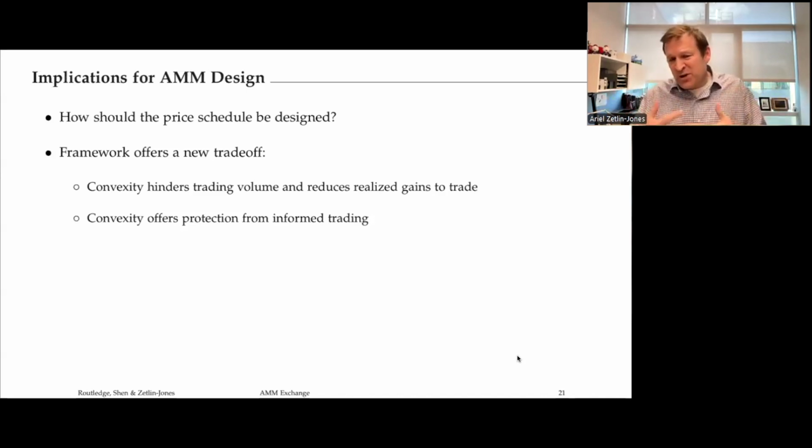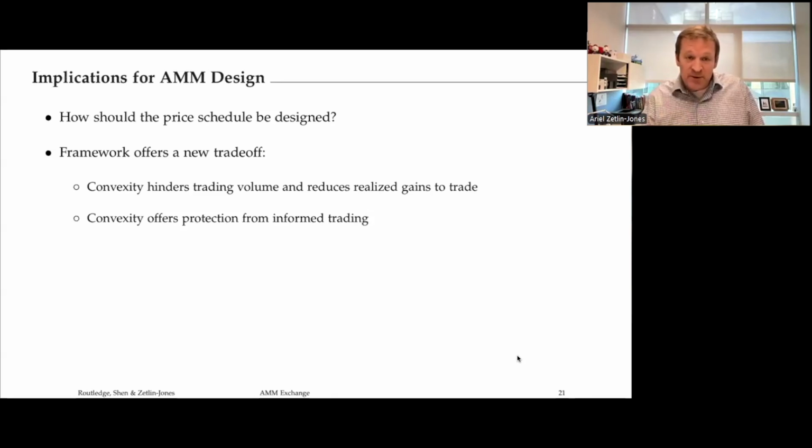That's harmful. It's reducing overall gains to trade. So you'd want to reduce the amount of convexity in the price curve if you had, say, only uninformed trading. The flip side to that, of course, is with informed trading, convexity is kind of pushing you away. It's saving you from really extreme informed trades where you're losing all the value of your portfolio. And so our framework gives us a sense of how exactly that trade-off works.